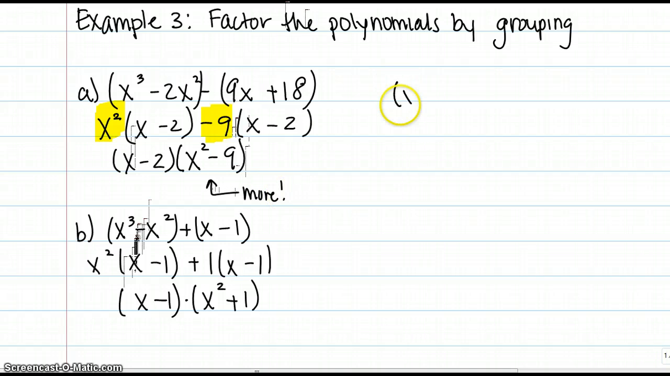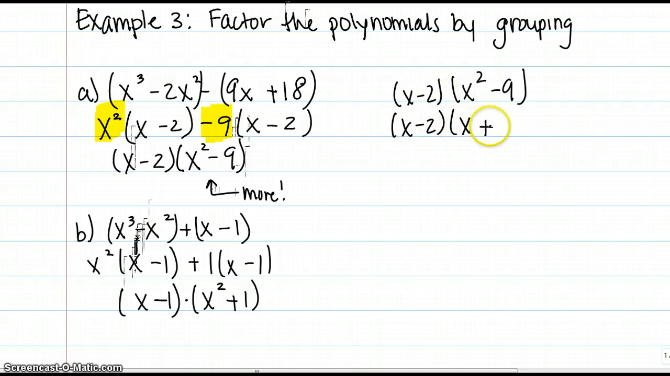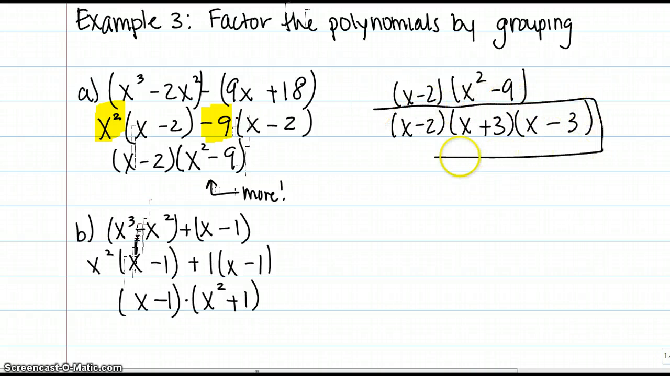So if I'm going to rewrite it over here, x minus 2 times x squared minus 9. And we just noticed that x squared minus 9 is the difference of squares. So we did this in chapter 5, so I'm not going to talk too much about it. But I do know that my two factors are going to be x plus 3 and x minus 3 because I'm using the difference of squares. So my answer really is x minus 2 times x plus 3 times x minus 3. I do apologize for overlooking that at the beginning.